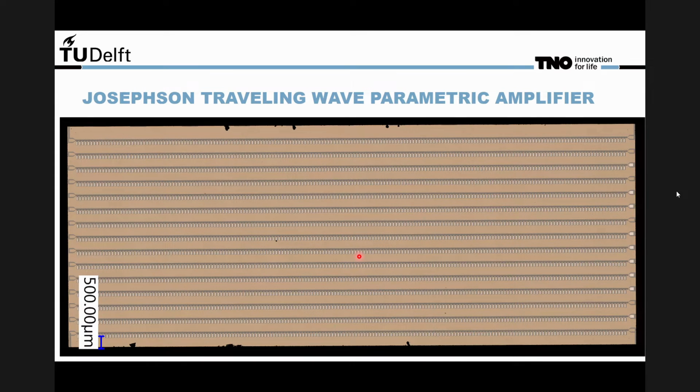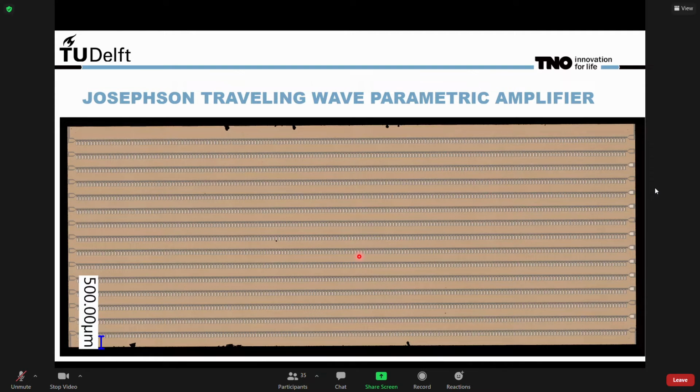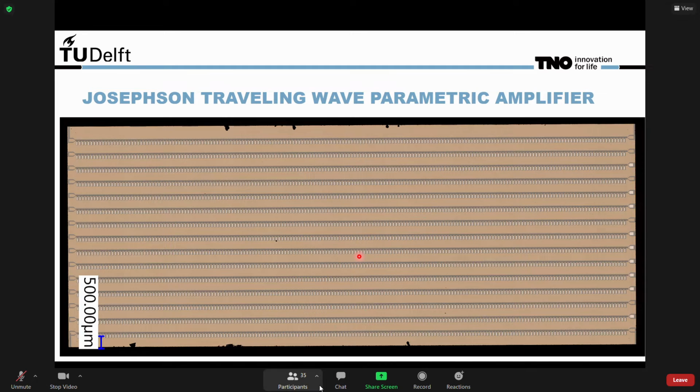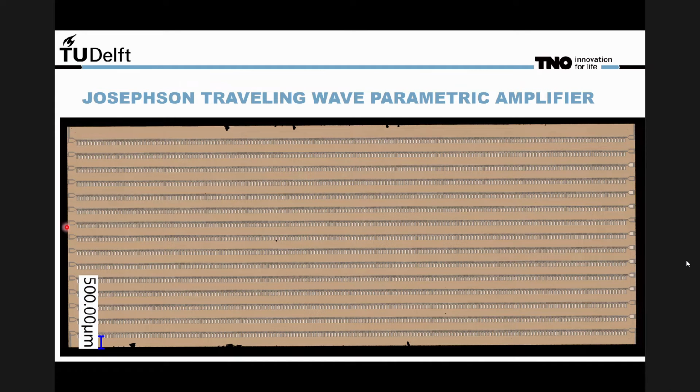So moving on to the actual work done by me, I will discuss the fabrication of the Josephson traveling wave parametric amplifier, or the TWPA. So here we see an optical picture of the TWPA chip I developed. This chip contains 15 TWPA devices, and each TWPA device is basically a Josephson junction based transmission line going from left to right.